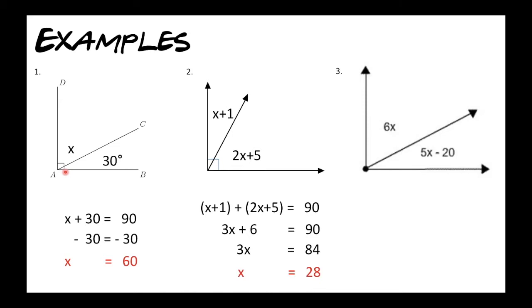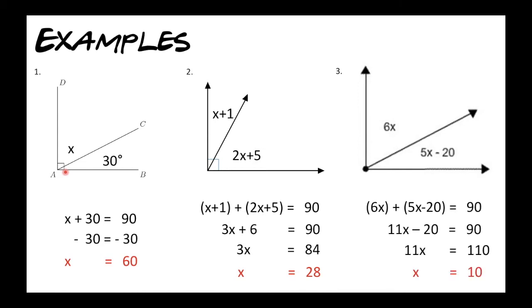Let's move on to the last example of complementary angles. The answer will be revealed in 3, 2, 1. When we set up the equation, we get that 6x plus 5x minus 20 is equal to 90. Solving for x gives us 10.